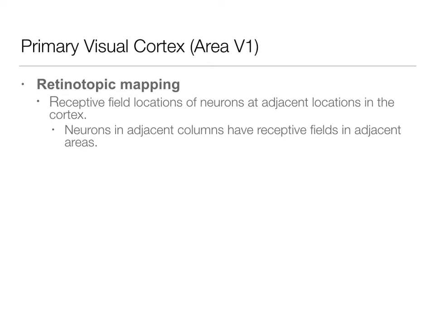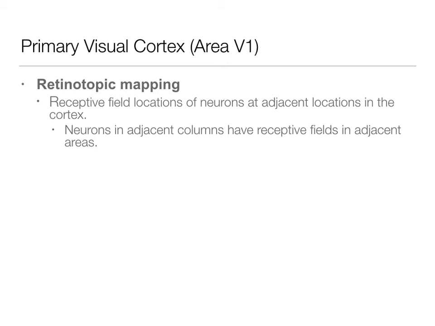Okay? So if you have receptive fields that are next to each other in the retina, we're going to have the area of the brain that processes those receptive fields next to each other in the cortex. And we see this in terms of their columns. So if two columns are next to each other, they're going to have receptive fields that are next to each other. And how we map this, the retinotopic map, right?